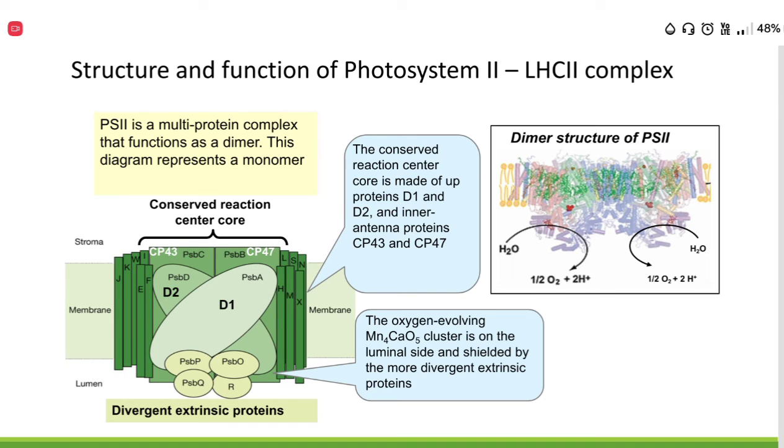So PS2 is a multi-protein complex that functions as a dimer. This diagram represents a monomer. So this is the conserved reaction center core, which is made up of proteins D1 and D2, and inner antenna pigments, which are CP43 and CP47. The oxygen evolving Mn4CaO5 cluster is on the luminal side and shielded by the more divergent extrinsic proteins.